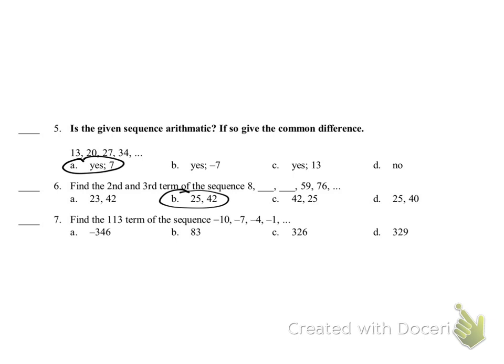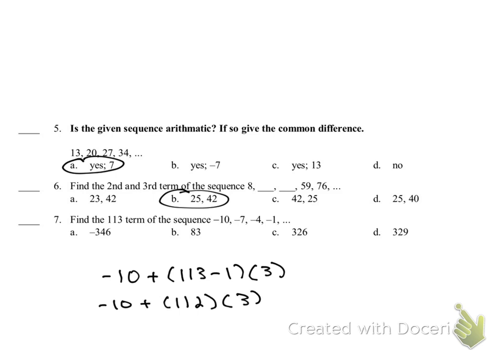Find the 113th term of the sequence. So the first term is negative 10 plus the 113th term minus 1 times the common difference of 3. We're adding 3 each time. So that's negative 10 plus 112 times 3, which is negative 10 plus 336. So we get 326 there.